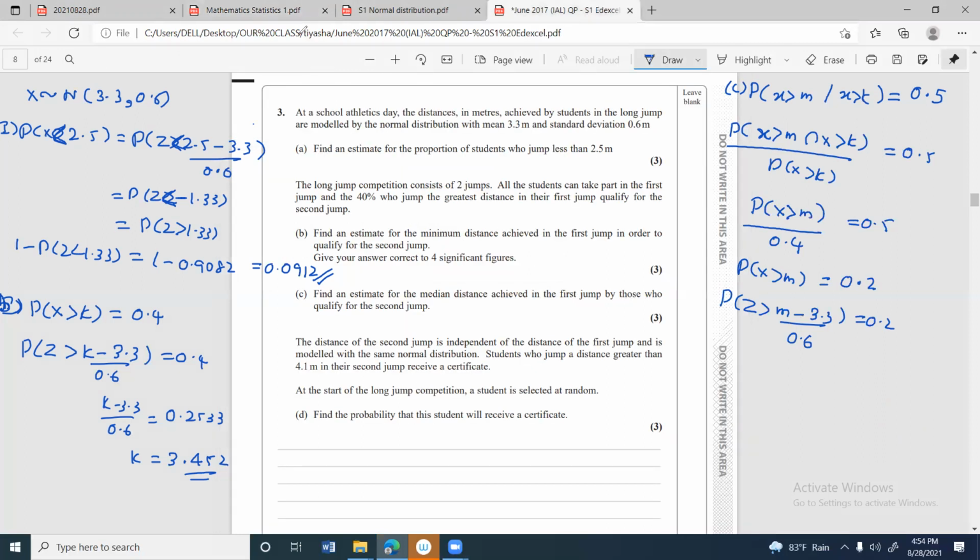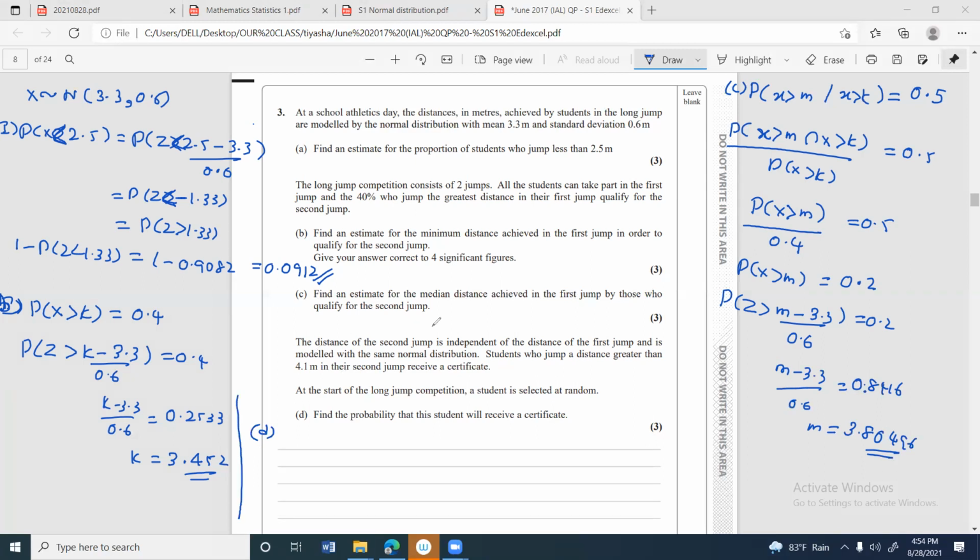Then you can write m minus 3.3 divided by 0.6 is 0.8416. Then you can get the value for m. If you simplify this, m becomes 3.80496. From here you can get the answer for m. That is the answer for part C. Let's come to part D.